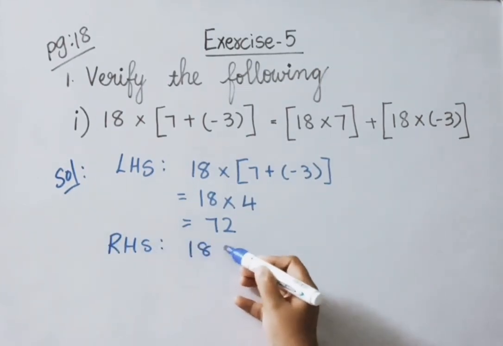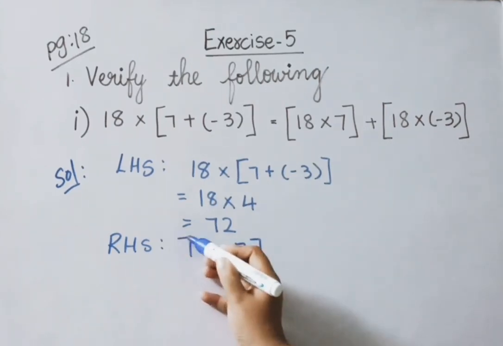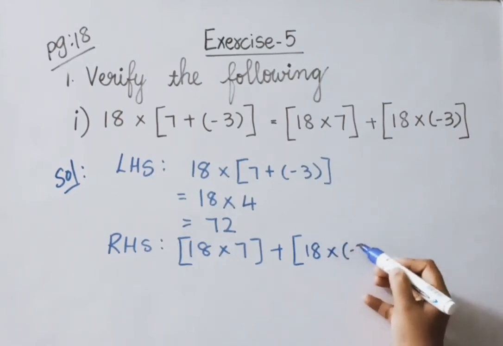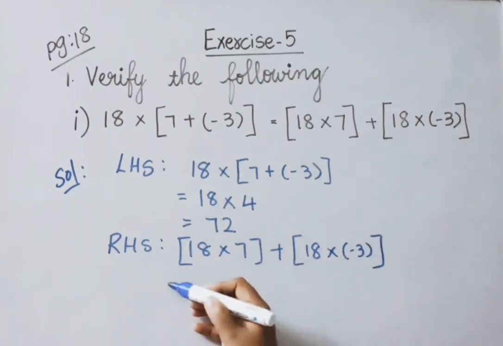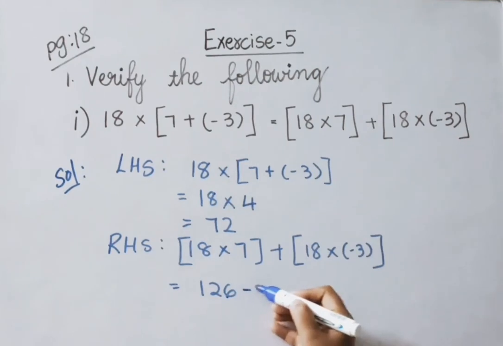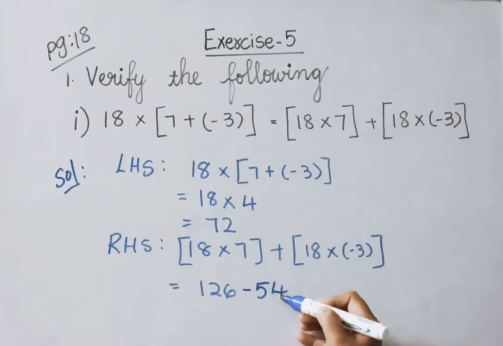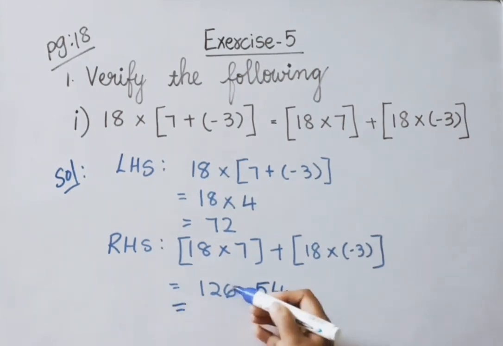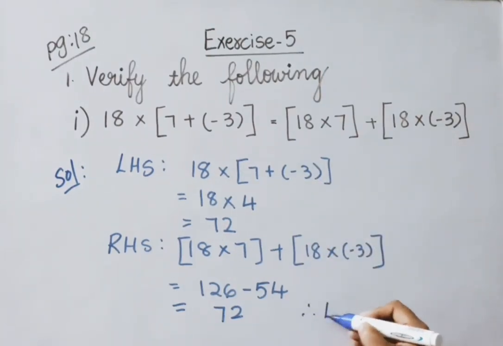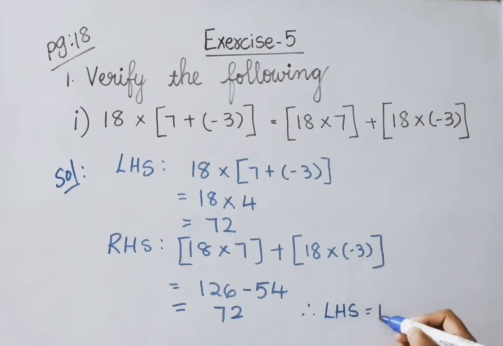Now let us see the RHS part, that is the right hand side. Write down 18 into 7 plus 18 into minus 3. 18 7s are 126. 18 3s are 54. Minus is there, keep the minus sign. So write down minus 54. Subtract these both. 126 minus 54, 6 minus 4, 2. 12 minus 5, 7. Both sides are equal. Therefore, LHS equals RHS.